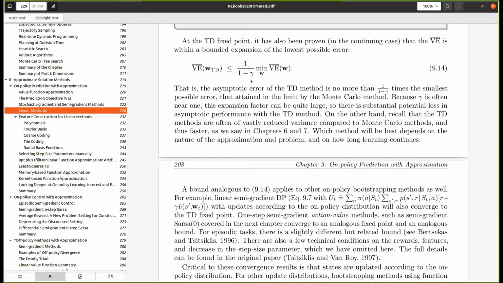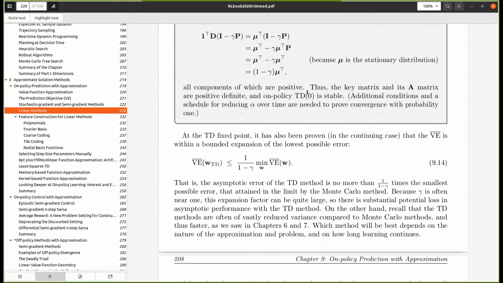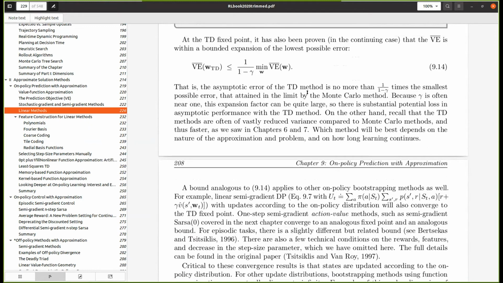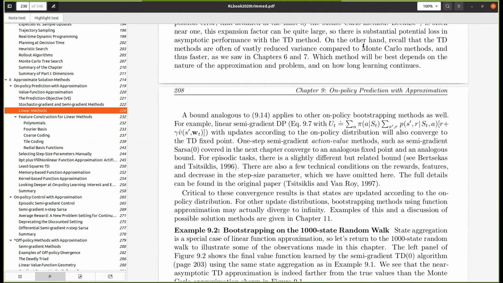And gamma is usually chosen to be close to 1, right? And therefore, the upper bound may be quite high for this TD method, but well, it's also said that in practice it usually works well. And again, the authors in the book mention that usually the TD method converges faster.